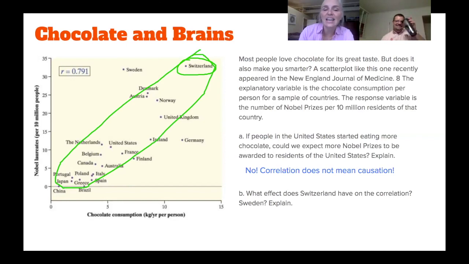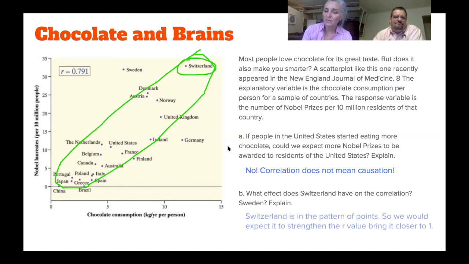Okay, so in this case, Switzerland, even though it is an outlier, it appears to be different, where he was saying, wow, that's a lot of chocolate consumption, and also, wow, that's a lot of smart people. It's still in the pattern of points. So in the pattern of points means it's going to strengthen R. And if it strengthens R, that means it's bringing it closer to 1.